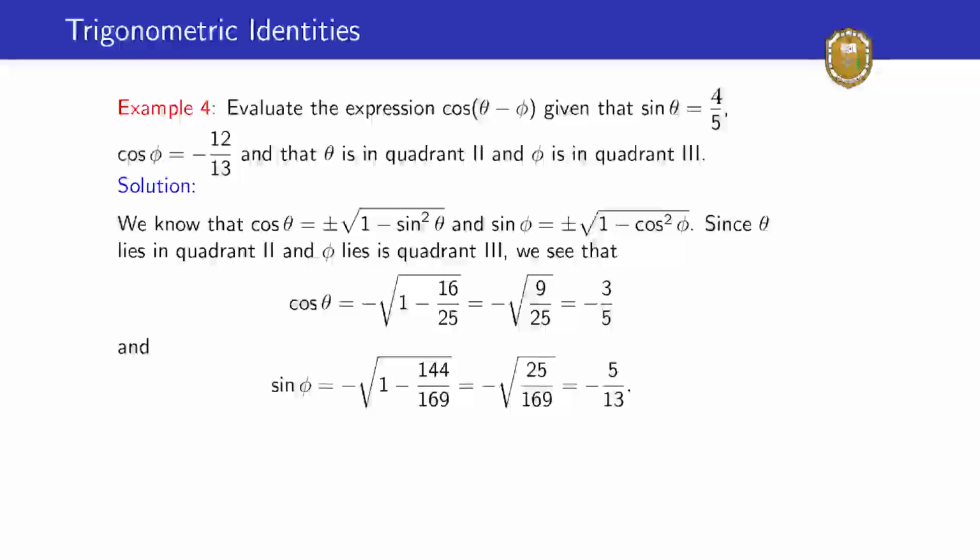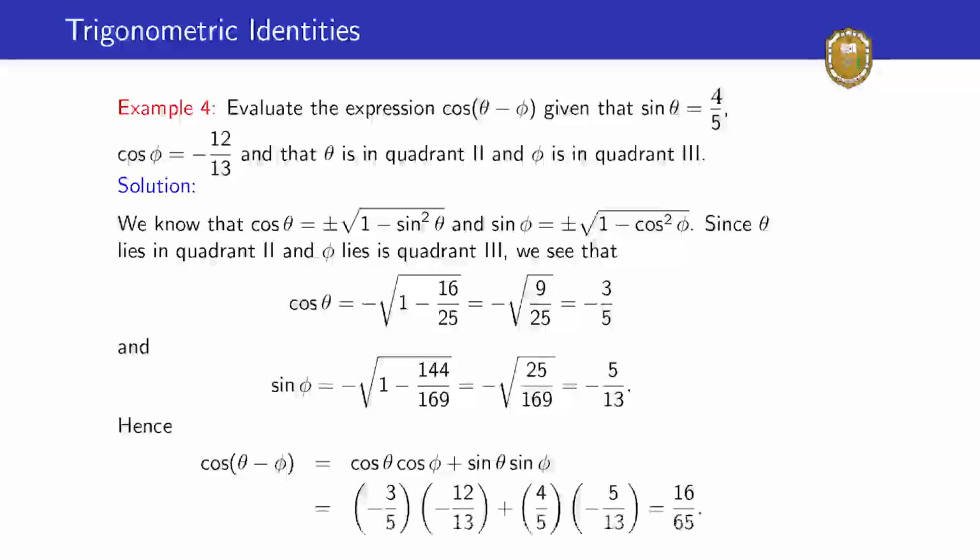And therefore, cos(theta minus phi), which can be written as cos theta cos phi plus sine theta sine phi, is the same as minus 3 over 5 times minus 12 over 13 plus 4 over 5 times minus 5 over 13, and that will give you 16 over 65. So the cosine of theta minus phi is equal to 16 over 65.